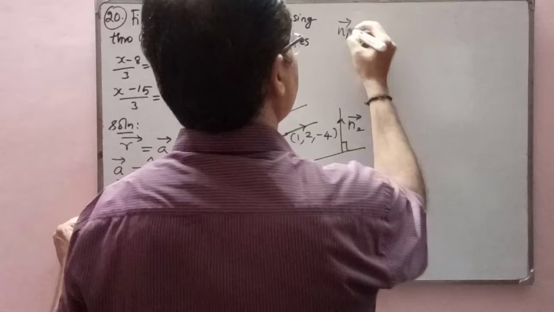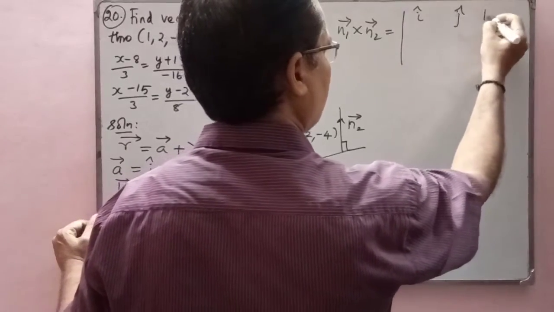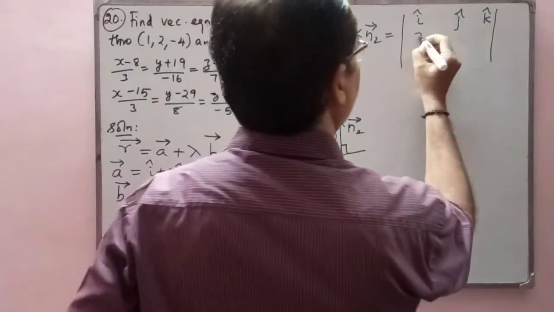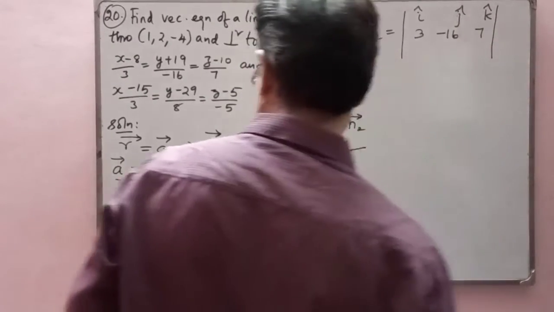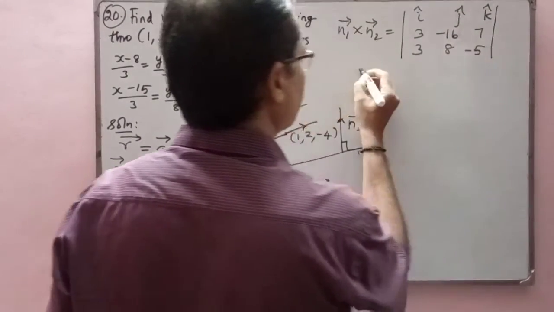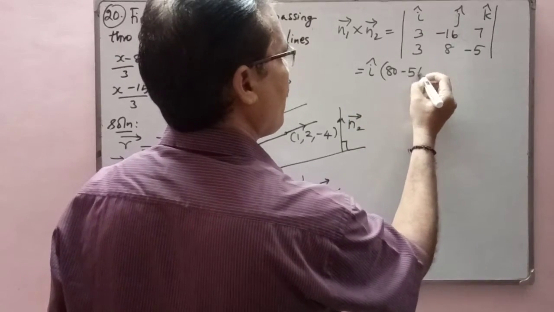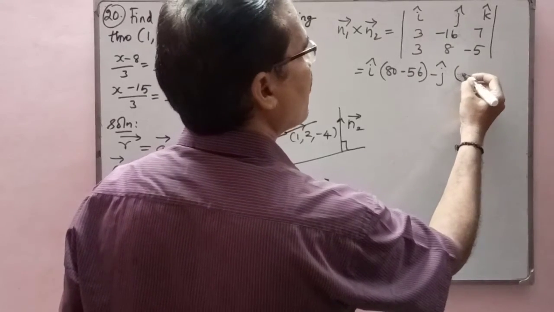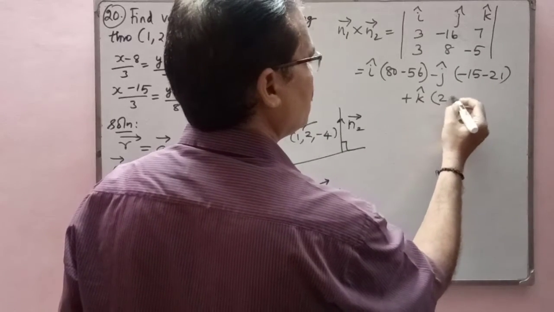So n1 vector cross n2 vector, we are finding the determinant i, j, k, and we are writing the components of n1 vector 3, minus 16 and 7, and 3, 8, minus 5. Now start the determinant value. i times (80 minus 56), minus j vector (minus 15 minus 21), plus k vector (24 plus 48).